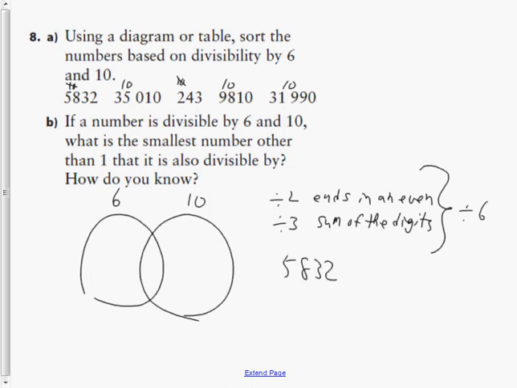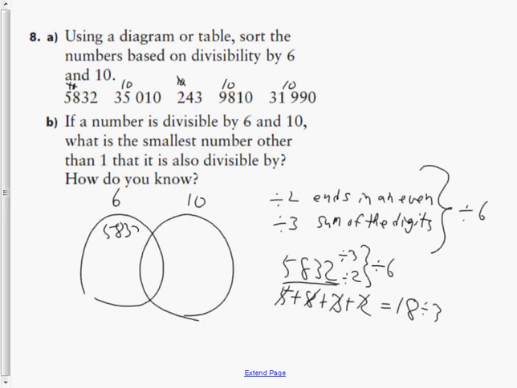So for 5832, I know it's not divisible by 10 because it ends in a 2. But 5 plus 8 plus 3 plus 2, well, 8 plus 2 is 10. That's 18. Is 18 a multiple of 3? It is. So 18 is divisible by 3. So therefore, this number is divisible by 3. It ends in a 2, which means it's also divisible by 2. And therefore, the whole thing is divisible by 6, which means 5,832 is divisible by 6, but not by 10.